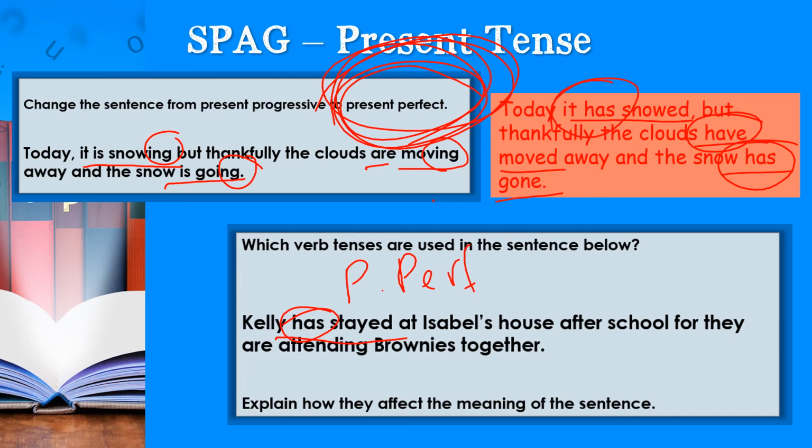Which other verbs can we find? Kelly has stayed at Isabel's house after school, for they are attending. An ing word. So are they still going to Brownies? Yeah, they are. That means it is continuous, or progressive. They are still going to Brownies, so it's still present and it is continuing to happen. Are can be interchanged for is. So if it was one person, she is attending Brownies, but because it's multiple people, we've used the plural, which is are.